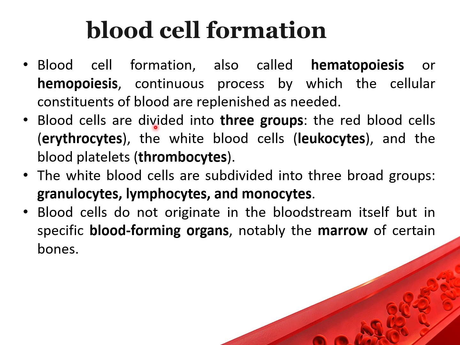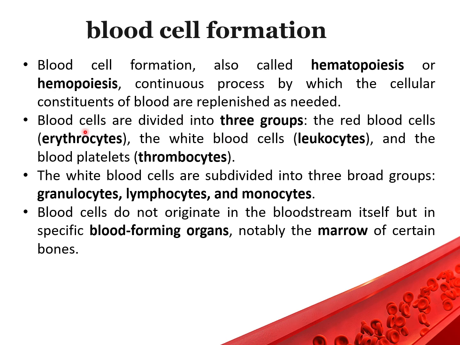So let's dive into the amazing story of how our blood cells are made, which is a process called hematopoiesis or hemopoiesis. This is a continuous process. It is continuously occurring inside your body, in which the cellular constituents of blood are replenished as needed. So the meaning is that they will be produced when there is a requirement.